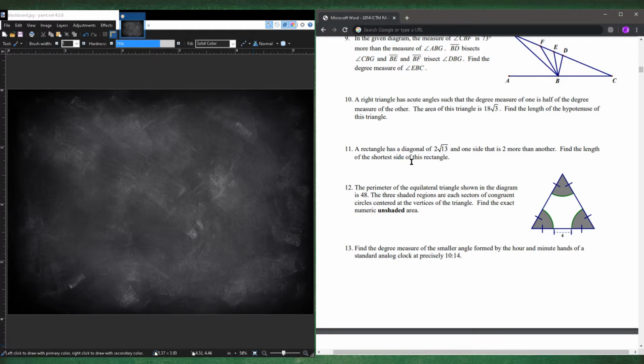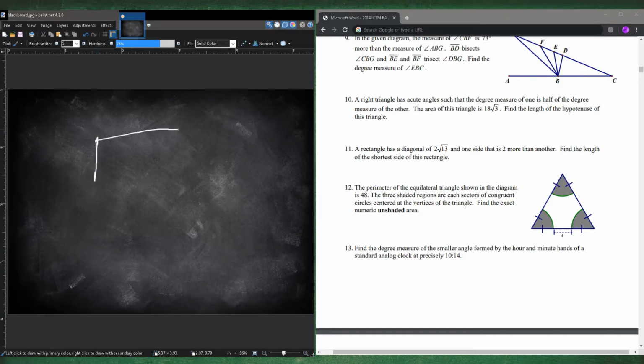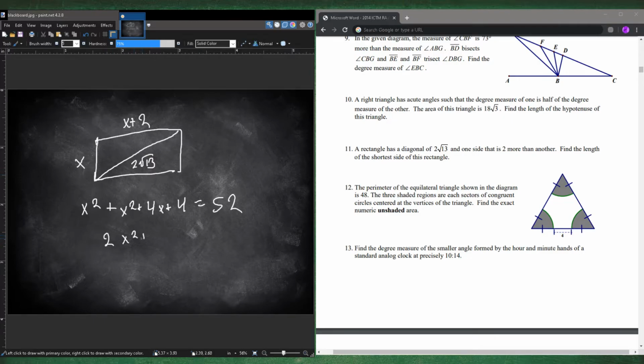11. A rectangle has diagonal 2 square root 13, and one of the sides is 2 more than the other. Find the length of the shorter side. Okay, so something like this. This is x, and the other one is 2 more, so x plus 2. This length is 2 square root 13. So using the Pythagorean Theorem, x squared plus x squared plus 4x plus 4 equals 52. Okay, so 2x squared plus 4x minus 48 is equal to 0. x squared plus 2x minus 12 is equal to 0.